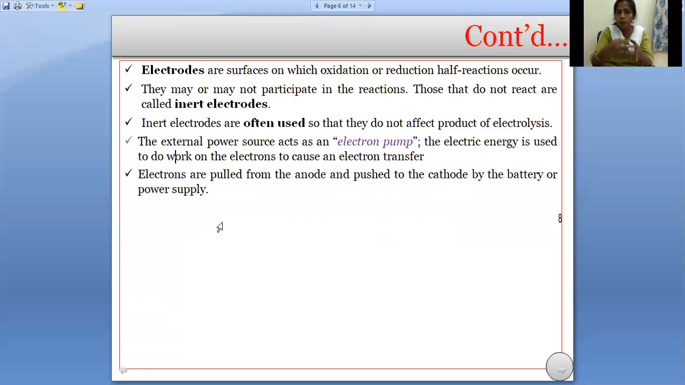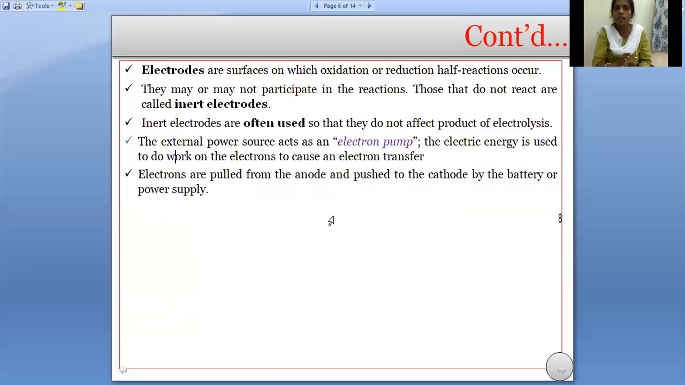So what is meant by pulled from the anode? It is removing from the anode and pushed to the cathode. Electrons are moving towards the cathode and leaving the anode. That means at the anode electrons are being lost. That is what is meant by oxidation. At the cathode electrons are gained. That is what is meant by reduction. So electrons are pulled from the anode, that means at the anode electrons are lost, and pushed to the cathode, that means at the cathode electrons are gained from the battery or power supply.